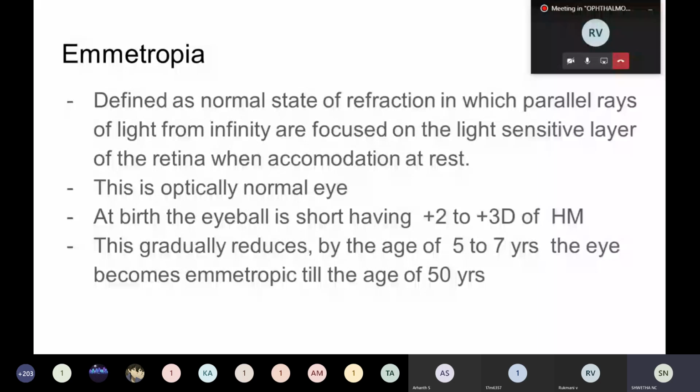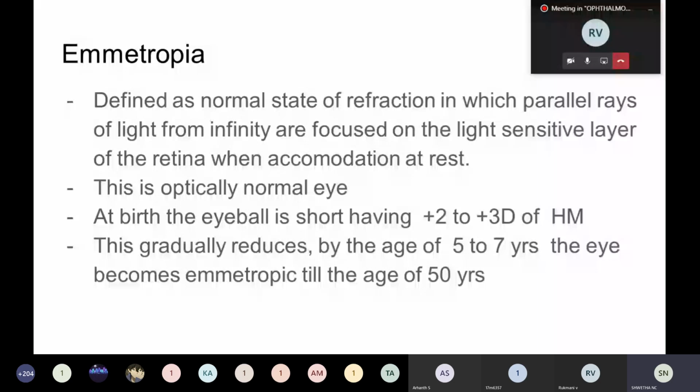At birth, the eyeball will be short, meaning the axial length will be shorter. So every person will have about +2 to 3 diopters of hypermetropia. This gradually reduces by the age of 5 to 7 years, and the eye becomes emmetropic till the age of 50 years. After 50 years, some people will again develop a hypermetropic state. That we call a refractive state, a refractive error.